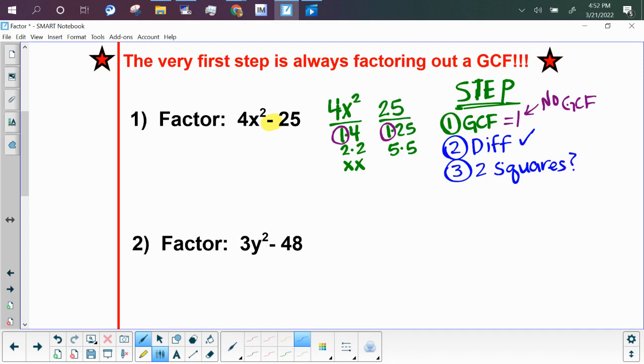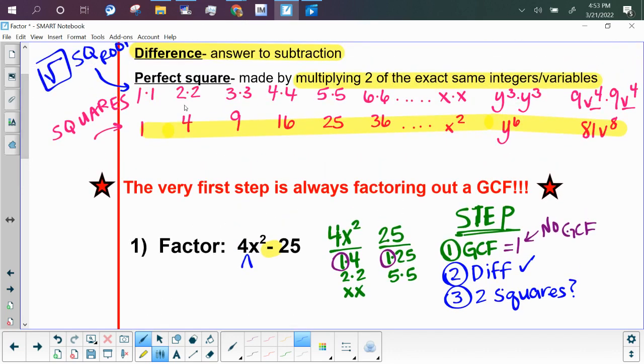Okay, so if I'm looking at this, I've got 4x squared. So I'm asking myself, what number times itself makes 4x squared? So I definitely have a 4. That's on my list. That's 2 times 2. x squared is on my list. That's x times x. And 25 is on my list. That's 5 times 5. So I'm going to write down what it is. So 4x squared would be 2x times 2x. And 25 would be 5 times 5. So this is a check. We did it.